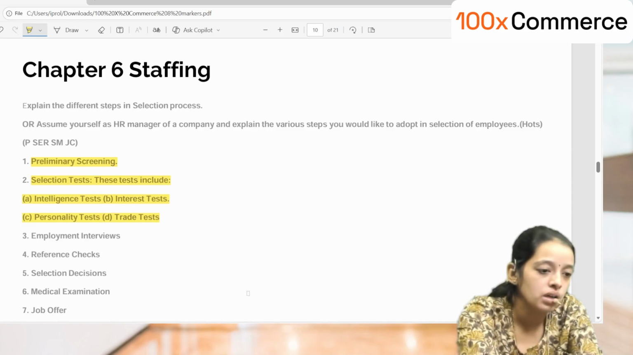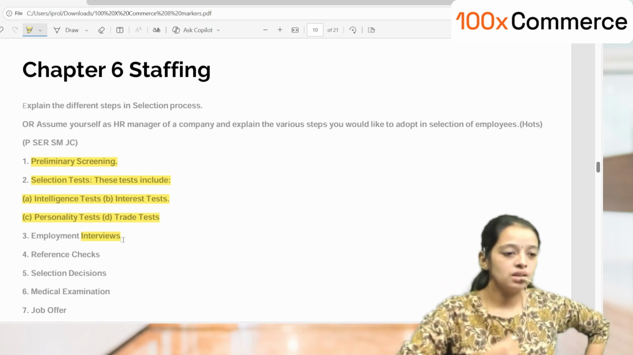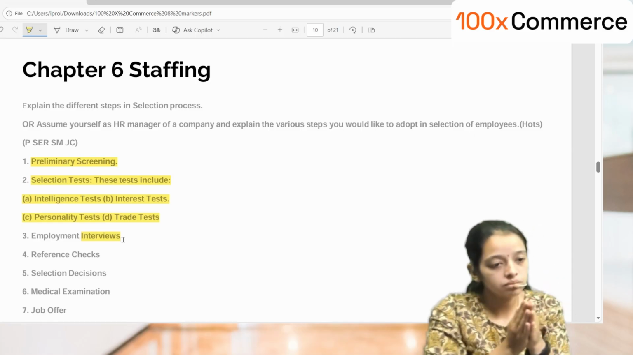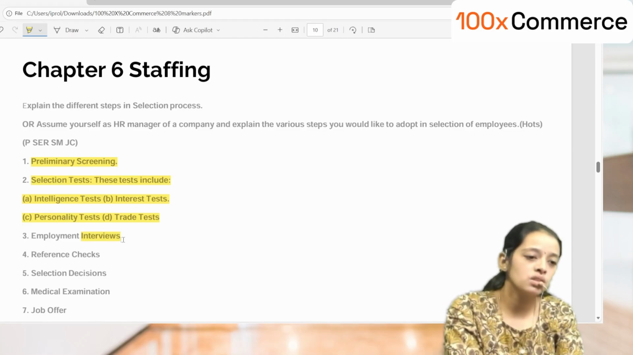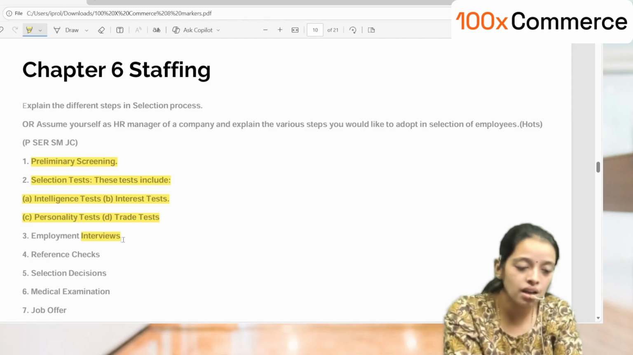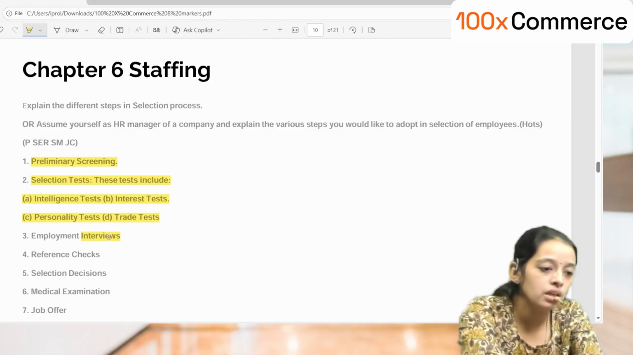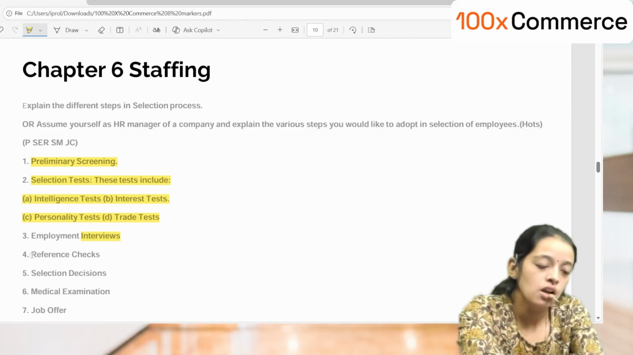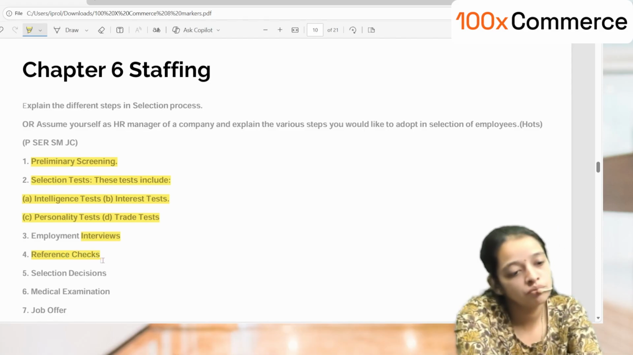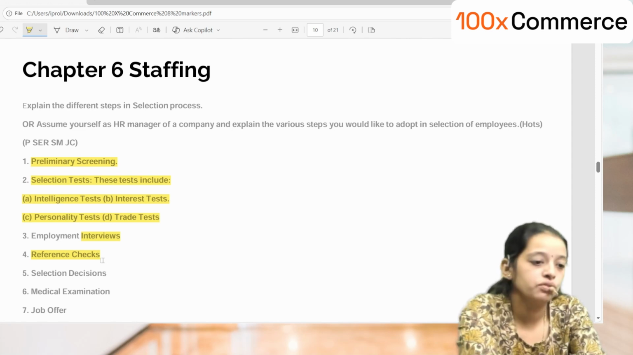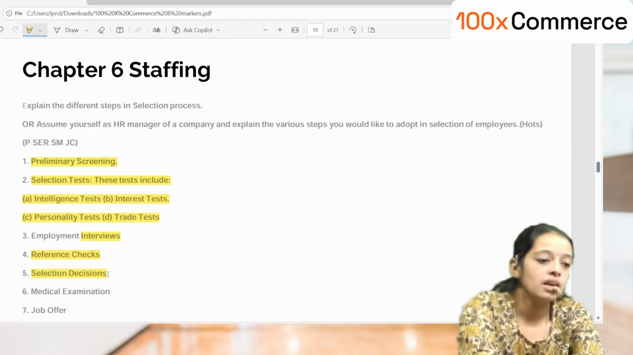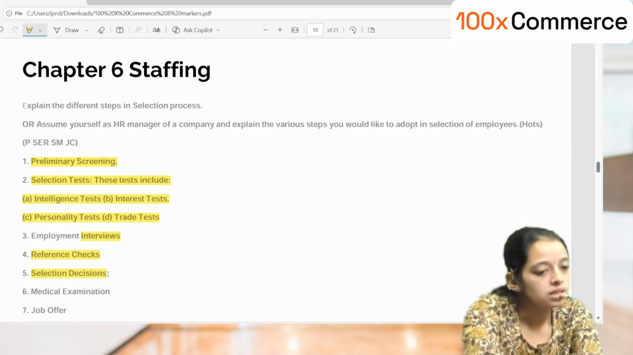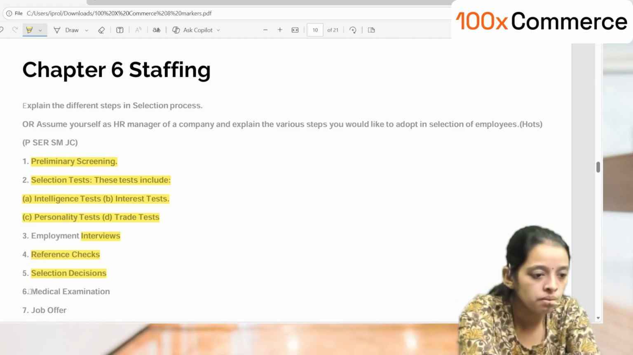Once the test is over, the selected candidates will go for an interview round. So what is this interview? Interview is nothing but a face-to-face communication between the employee and the employer. In interviews they may ask certain questions related to the subject, experience, and some case study analysis will be given. Once the interview is cleared, next is the reference check. Basically they check from which reference the candidate has come. After that they tell their selection decision, whether the employee is selected for the job or not. If he is selected, then the next step will be medical examination.